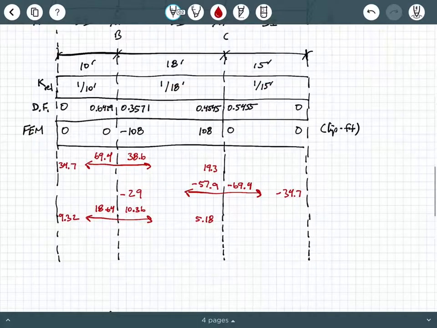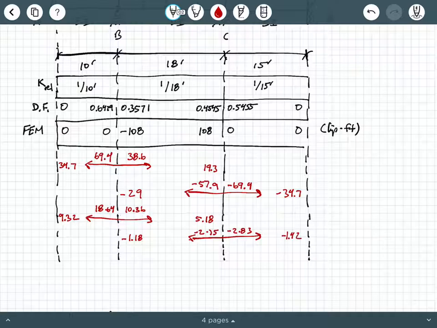Okay, so scrolling back up here, let's populate this table one more iteration. So we've got our negative 2.35 that we just calculated and negative 2.83 at C. This balances us off at C. And then what gets carried over to the adjacent supports? Well, negative 1.18 goes to B. And then, let's see, negative 1.42 goes to D. So what do we have now? Well, we just created another imbalance at B. So let's do this another iteration or two.